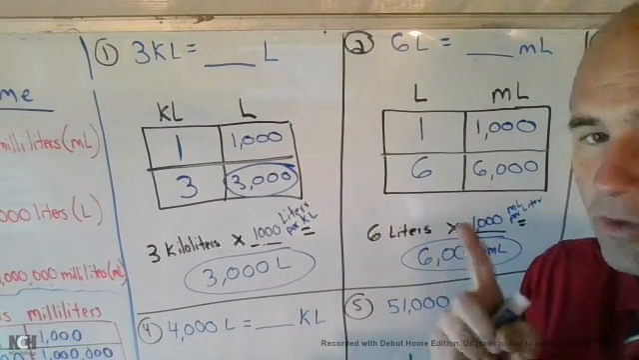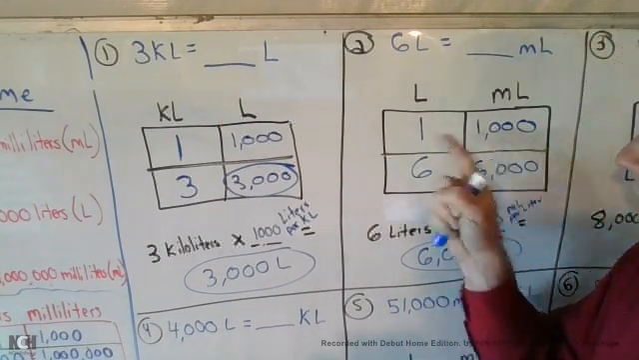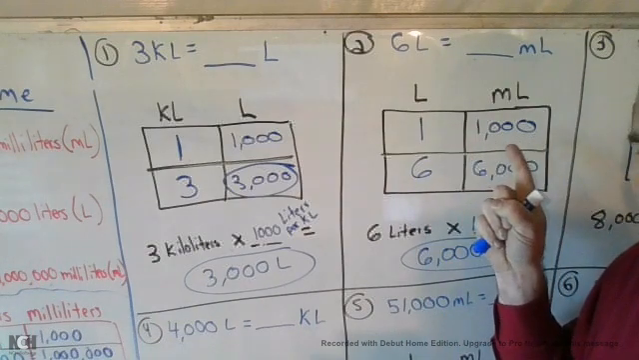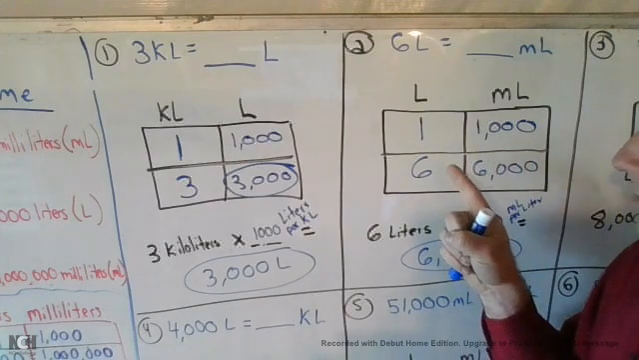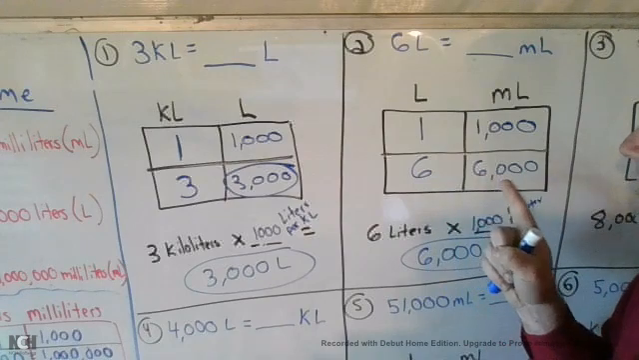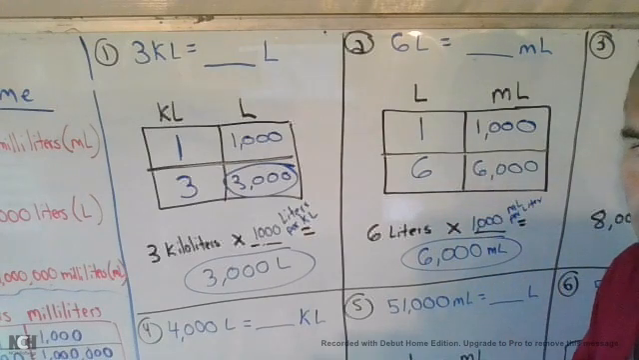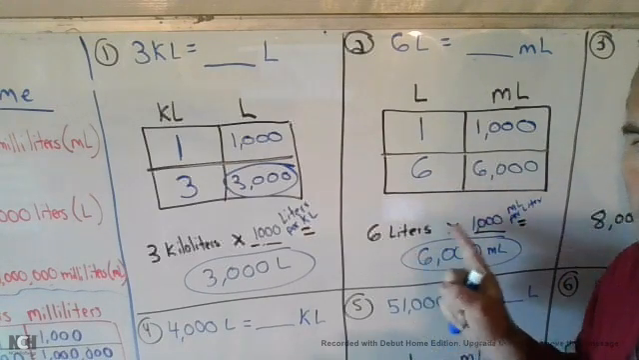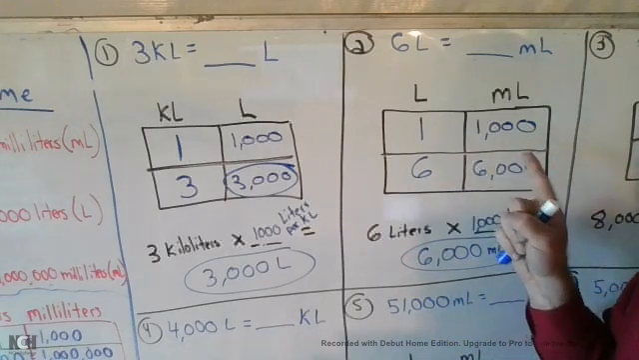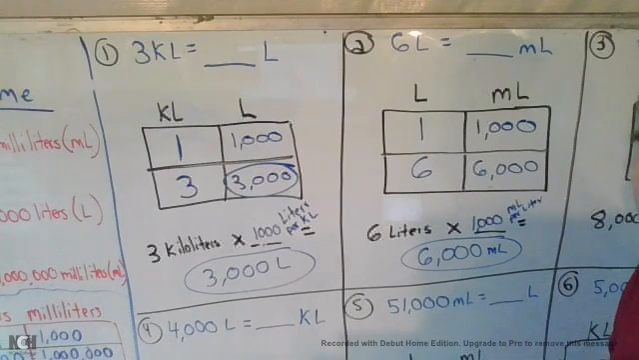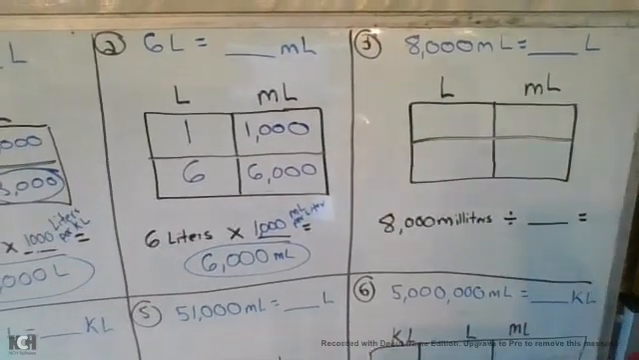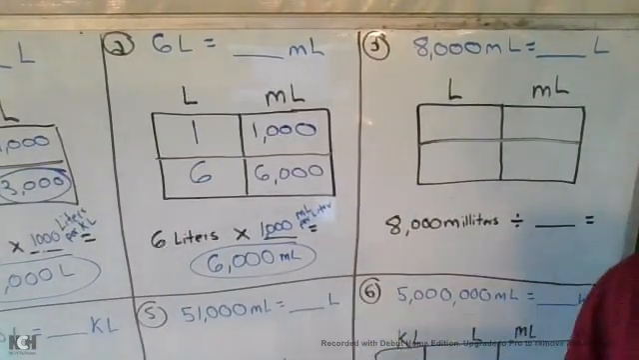So we know, according to our table and our formulas, 1 liter equals 1,000 milliliters. Therefore, if you have 6 liters, 6,000 milliliters is equivalent to that. 6 liters times that 1,000 milliliters per liter gives you 6,000 milliliters. Alrighty, next problem. Don't forget to record that one down there.